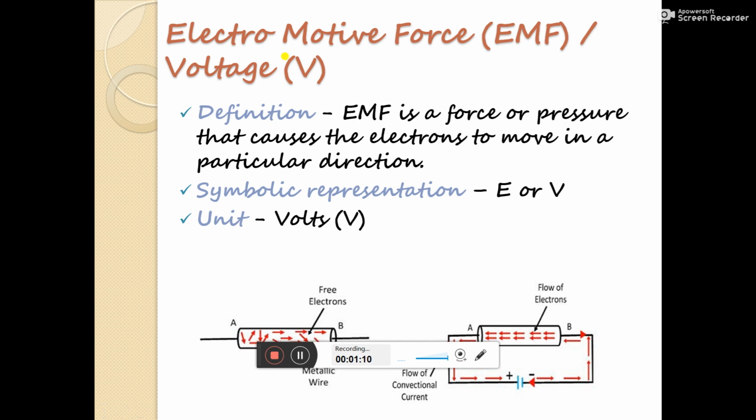So first we have electromotive force or voltage. EMF is the force or pressure that causes the electrons to move in a particular direction. So symbolically we represent EMF by using letter capital E, or if you are calling it as voltage then we are using the letter capital V. The unit for the electromotive force is volts.